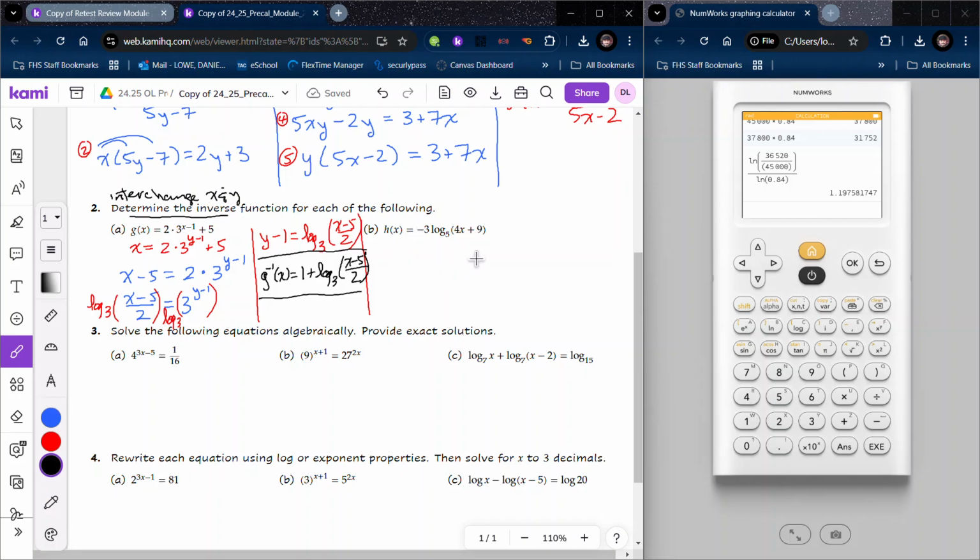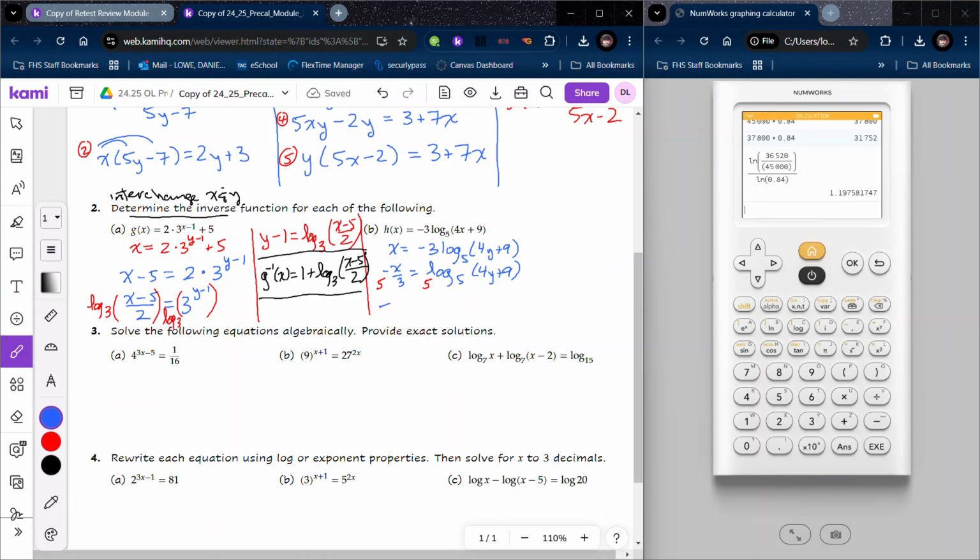Our next equation, we have negative 3 log base 5 of (4x plus 9), right? So if I'm going to interchange x and y, that's going to say x is equal to negative 3 log base 5 of (4y plus 9). That's step 1. Okay, let's divide by negative 3. So negative x divided by 3 is equal to log base 5 of (4y plus 9). Okay, undo a logarithm by exponentiating.